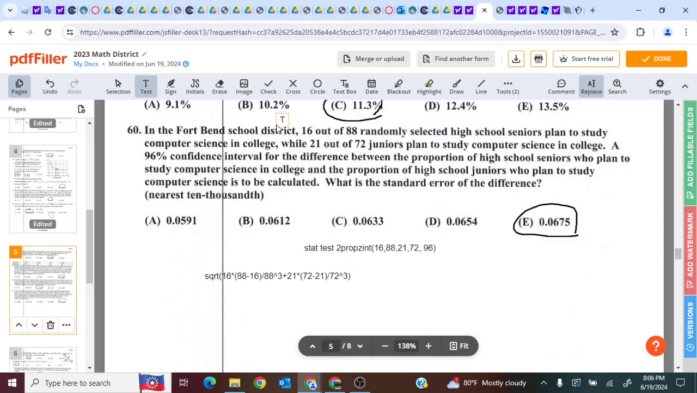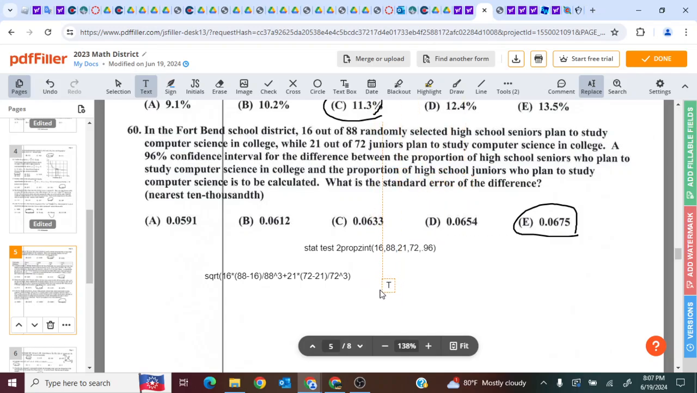In the Fort Bend School District, this many select high school seniors plan to study computer science, while 21 out of 72 plan to study it in college. And you want a 96% confidence interval. You want the proportion of the difference, and then you want the standard error, which is the standard deviation of the difference.